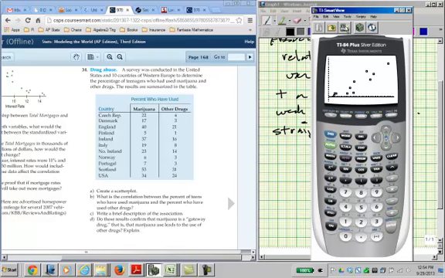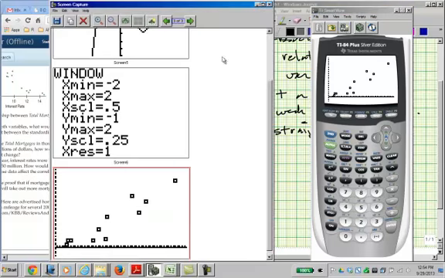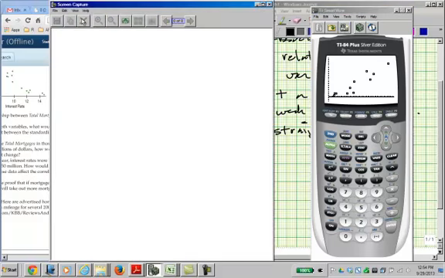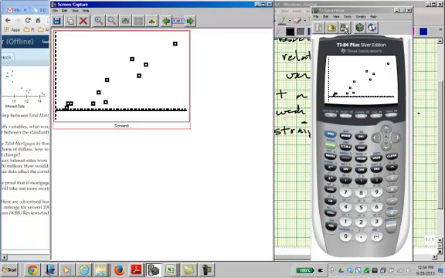Now I'm going to take a picture of this, so let me get rid of all these pictures. Okay, now I'll take a picture. Okay, now let's describe the association. The association is linear. It is fairly strong, and it is positive. There do not appear to be egregious outliers.